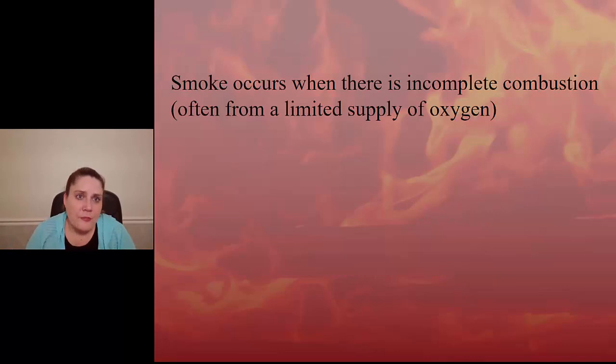All right, so where do we get smoke from? That's easy. Smoke is just incomplete combustion. So smoke just means that you have a limiting reactant of some sort. And when you've got a limiting reactant, you've got leftovers of something else, and that comes off in the form of smoke. So most of the time, you have a limited supply of oxygen. There's not enough oxygen getting to your fire in order for your fire to burn as well as you would like it to.